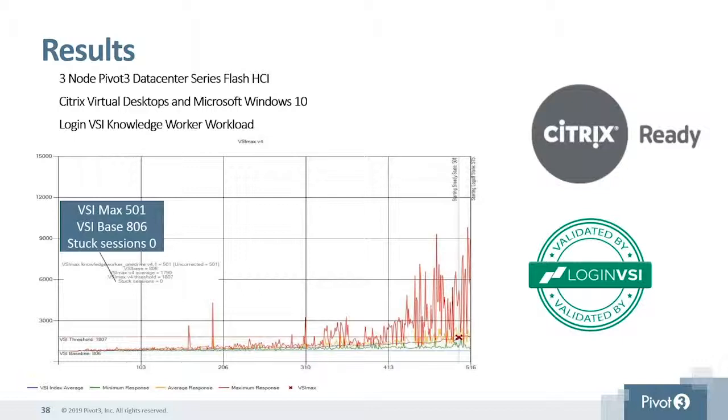Okay, and the results. We have received the Citrix Ready validation, and we are listed on the Citrix Marketplace. We are also listed and validated by Login VSI. Our 3-node Pivot3 Data Center Series HCI uses Citrix virtual desktops with Windows 10 and Office 16. As you transition to Windows 10 and Office 16, these results are versions of Windows and Office that you'll be using in your VDI deployments.